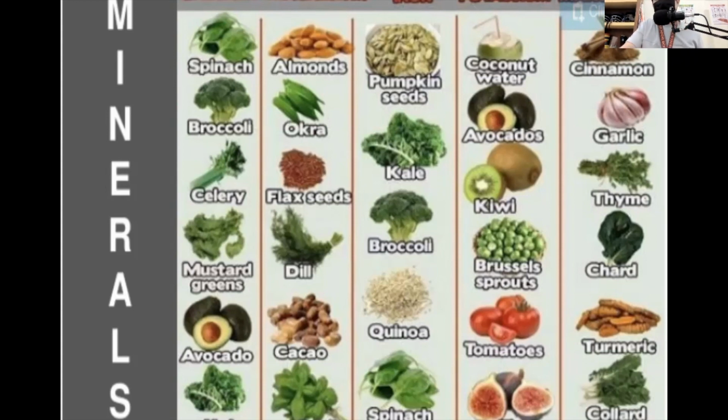You don't have to remember everything, but you have to at least understand the sole purpose of having minerals and vitamins inside our body, and at the same time understand what we mean by macronutrients and micronutrients. So there you have it, children.